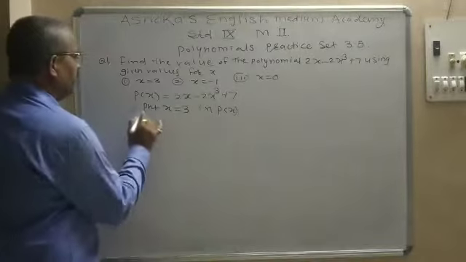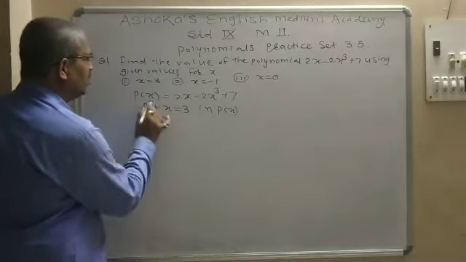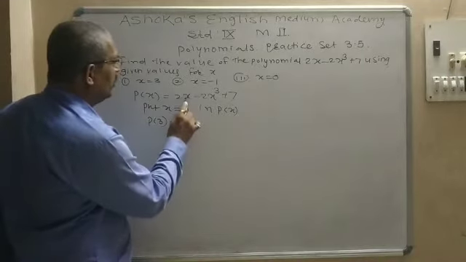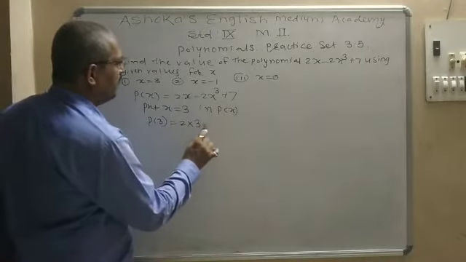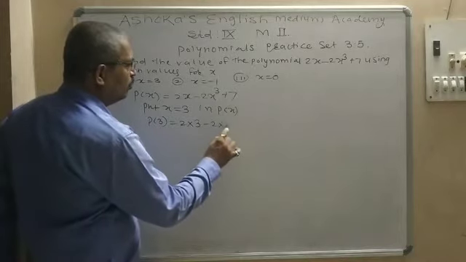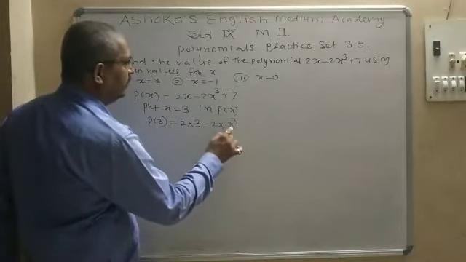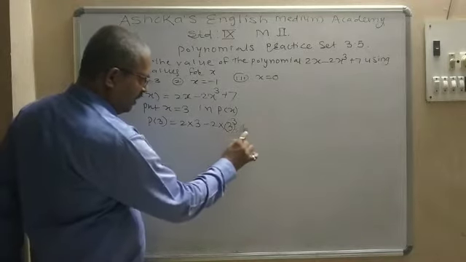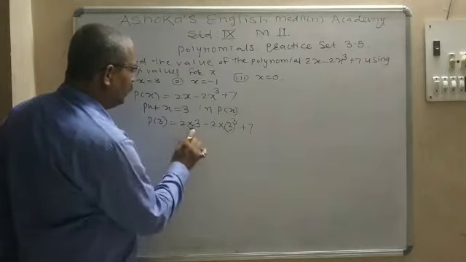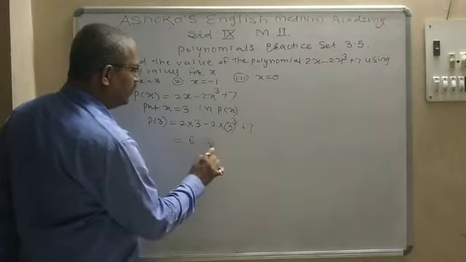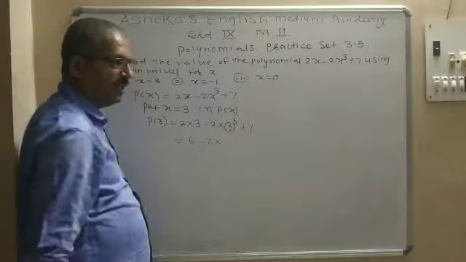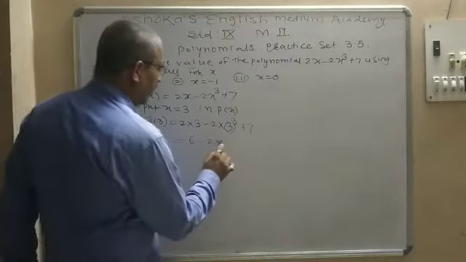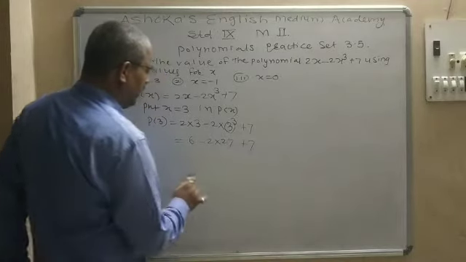Now I am going to keep p in bracket. Instead of x I am going to take 3. Now 2 into, in the place of x you should write 3, minus 2 into 3 raised to 3. Okay, the value of x is equal to 3. So 3 cube plus 7. What will you get? 2 3s are 6 minus 2 into 3 raised to 3, which is 3 into 3 into 3. What will come? 27 plus 7.